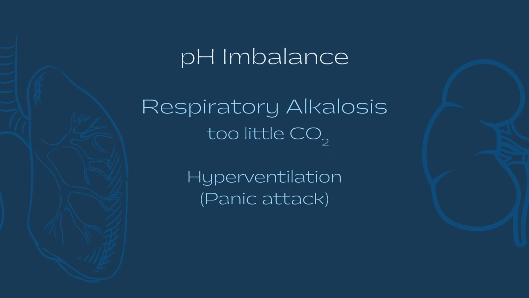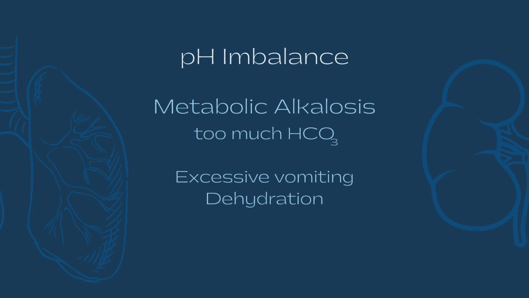Respiratory alkalosis generally involves a loss of carbon dioxide through the lungs. Hyperventilation due to a panic attack is one example, but more commonly associated with an improper ventilator setting for a patient in the ICU. Metabolic alkalosis can be directly caused by vomiting acid from the stomach. Metabolic alkalosis can also be caused by the electrolyte imbalances caused by dehydration.